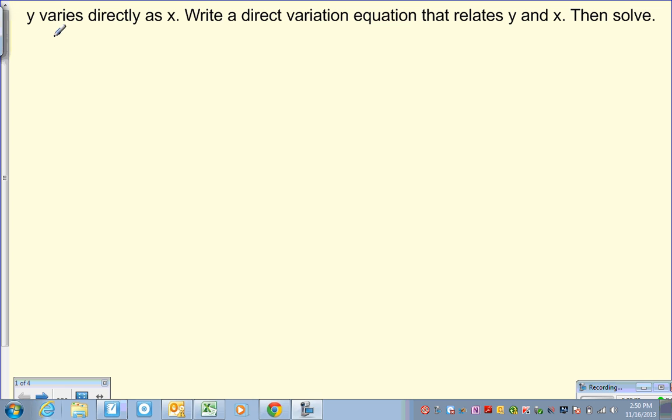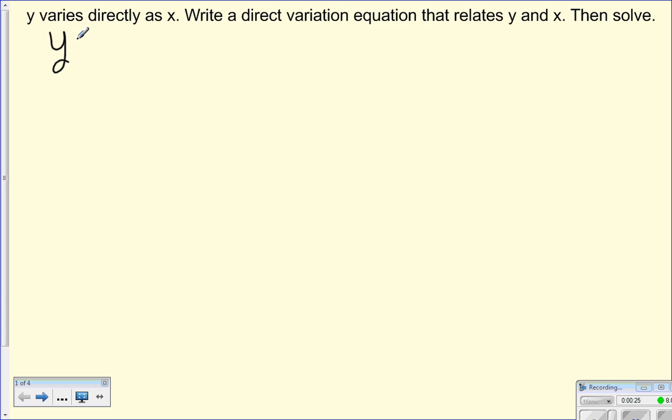And if you remember, direct variation is always of the form y equals kx, where k is a number. It could be a fraction, it could be a decimal, it could be an integer, it doesn't matter. But if you remember, if k is positive, then the graph will have a positive slope, it'll go up. If k is negative, it'll have a negative slope, it'll go down.